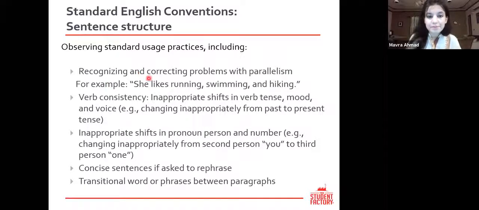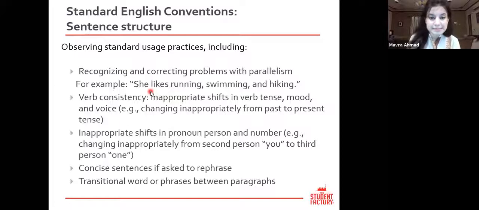For example, she likes running, swimming and hiking. अब इसमें हमारे पास 3 action words हैं, 3 verbs हैं और ये तीनों verbs जो हैं they are in the same tense, right? The verb tense remains the same, it remains consistent throughout the sentence. This is what parallelism is all about. Not switching between different verb tenses. This is what parallelism looks like in a sentence.